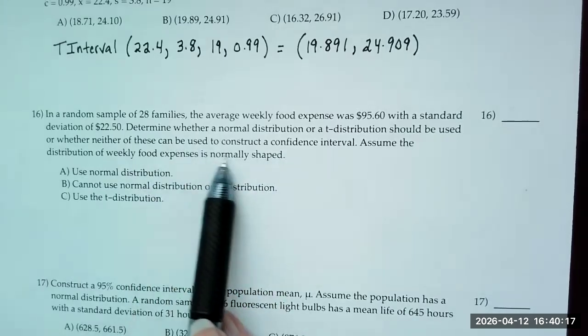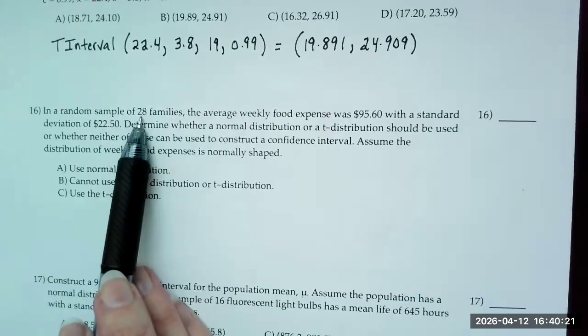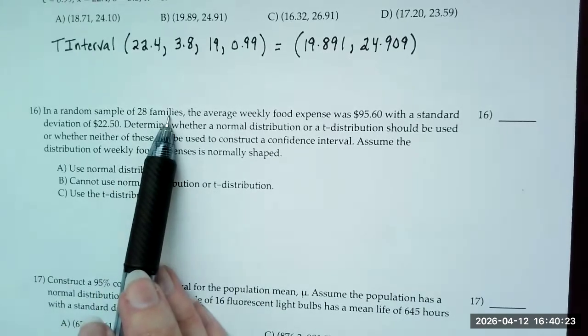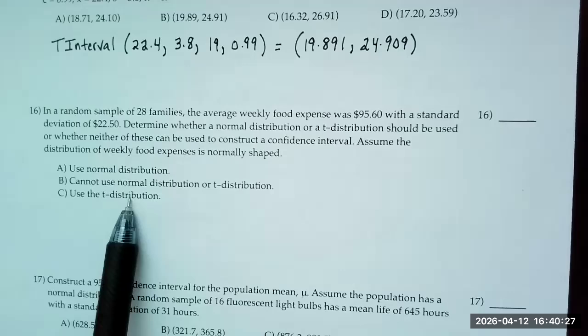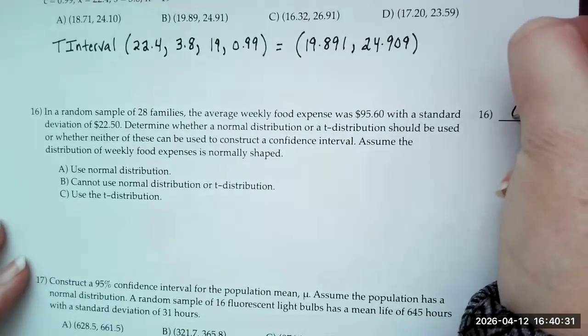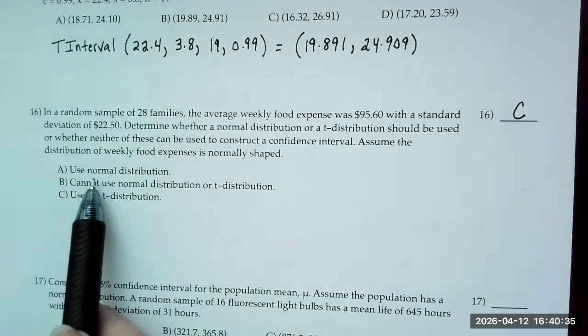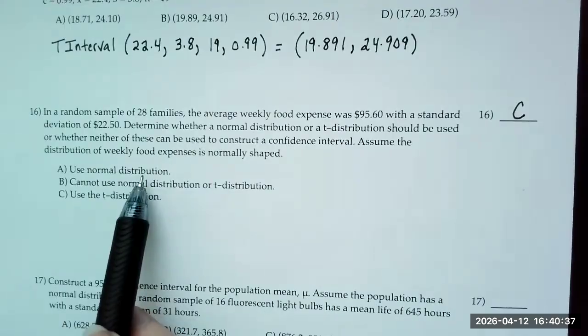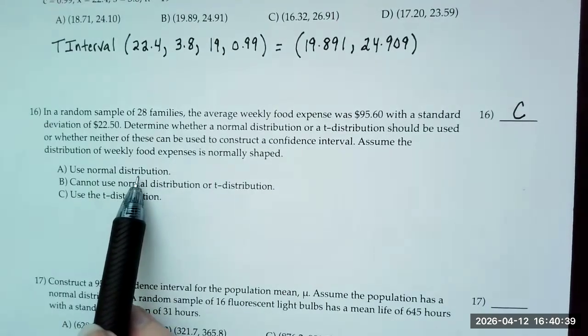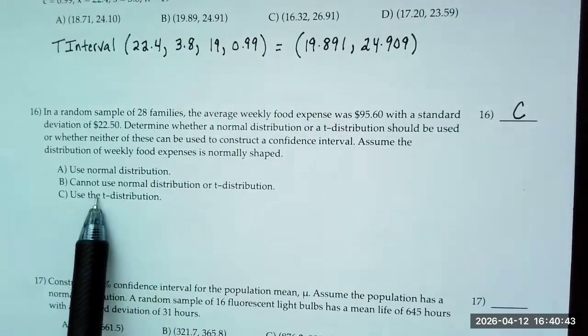So because this is normally shaped, but we're taking a sample of 28 families, this is going to be central limit theorem. And when we do central limit theorem, we use the T distribution. So we are going to use answer choice C for this one. So not a normal distribution. We use the normal distribution when we do the population proportion problems, but when we do the sample means, we go ahead and use our T distribution.